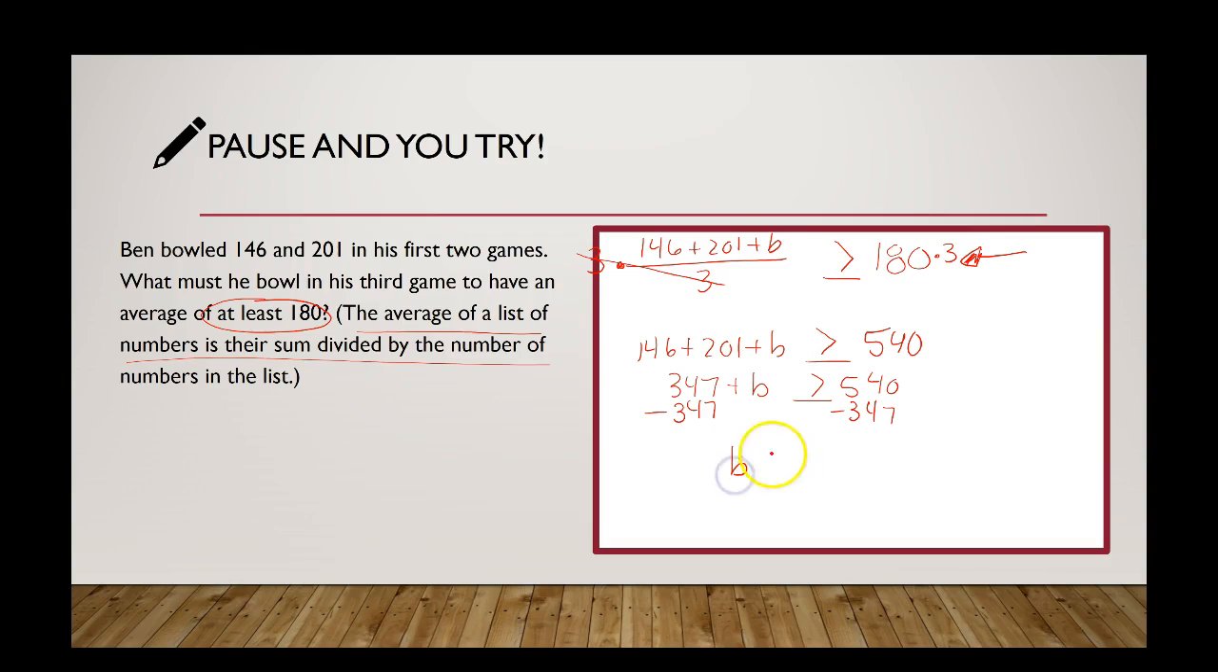So that means B would have to be greater than or equal to. So remember, B is his third game. So his third game would have to be greater than or equal to 193. So he could bowl 193, he could bowl 194, he could bowl anything higher, and then he's going to at least get the 180 or better. Very good.